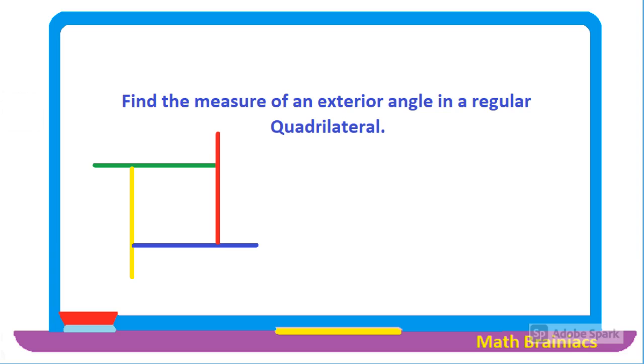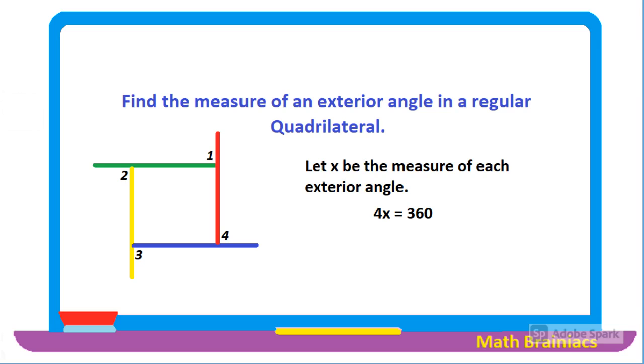Find the measure of the exterior angle of a regular quadrilateral. A quadrilateral has 4 sides, therefore it has 4 exterior angles. Let us set x as the measure of each exterior angle. Correspondingly, it will give us 4x is equal to 360 degrees. To find x, we're going to divide both sides of the equation by 4.